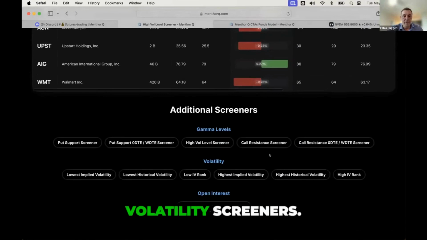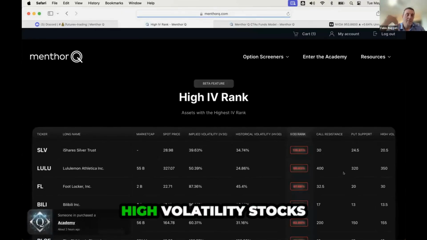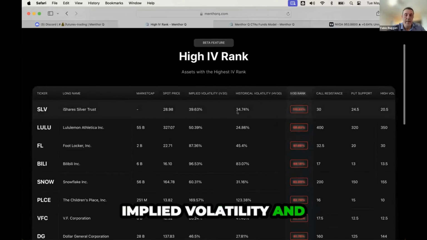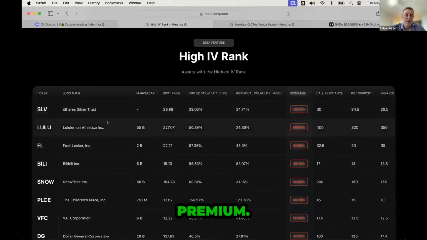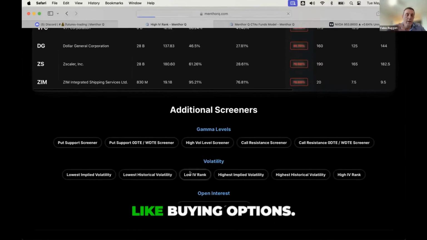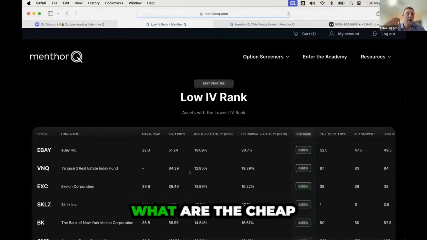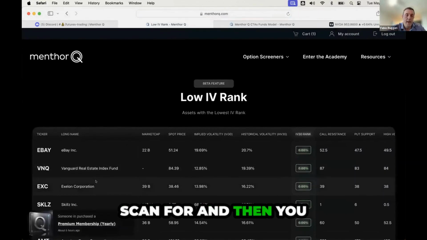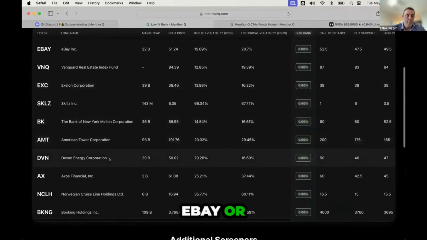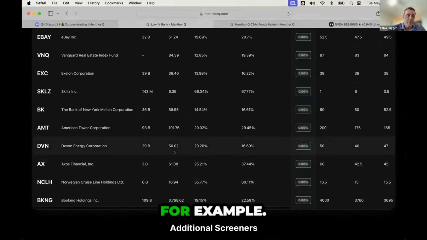Then we have volatility screeners. You want to use those to understand what strategy you want to put on. For example, you want to look for high volatility stocks because maybe you want to sell premium, right? So you want to look for companies that might have very high implied volatility and that therefore could give you some nice premium. Here you have a screener on that side. Maybe you want to do the opposite, buying options. Then you want to see what are the cheap companies that you can scan for, and you can use a low IV rank screener. In this case, we have eBay or Norwegian Cruise Lines, for example.